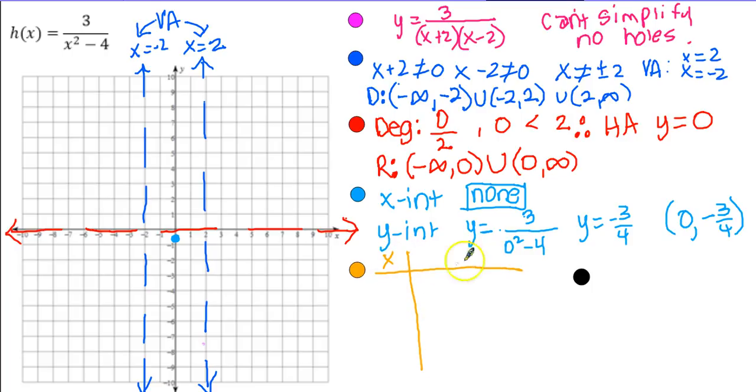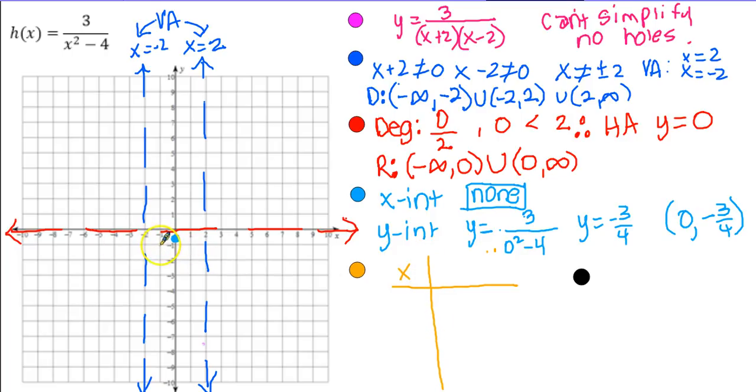So we have our x's and our 3 over x squared minus 4 and our y's. I'm going to redo that. That doesn't look good. Oops. Back. X. All right, so start picking some x's that are close to your asymptotes.